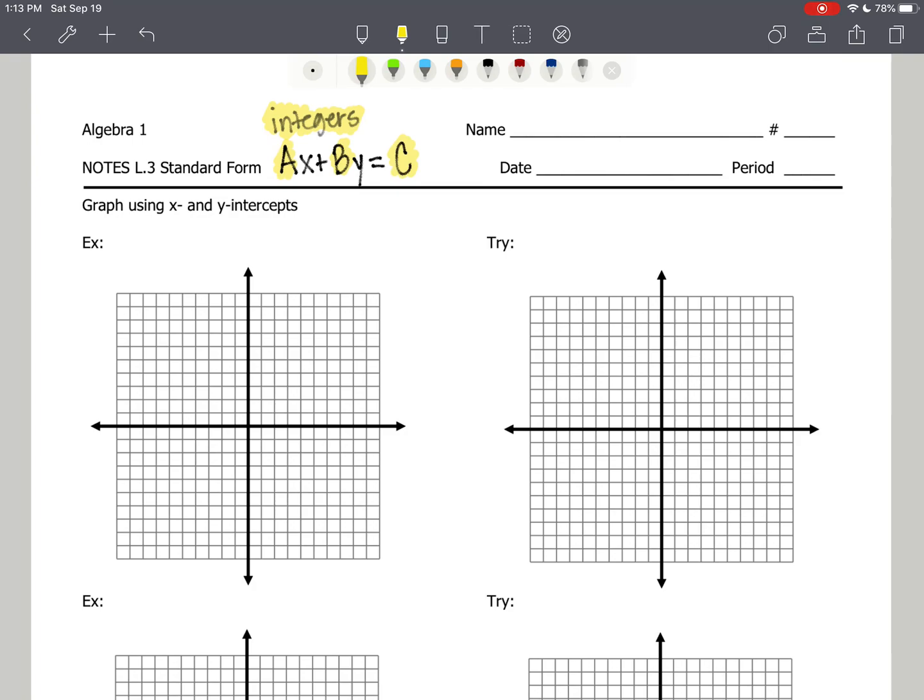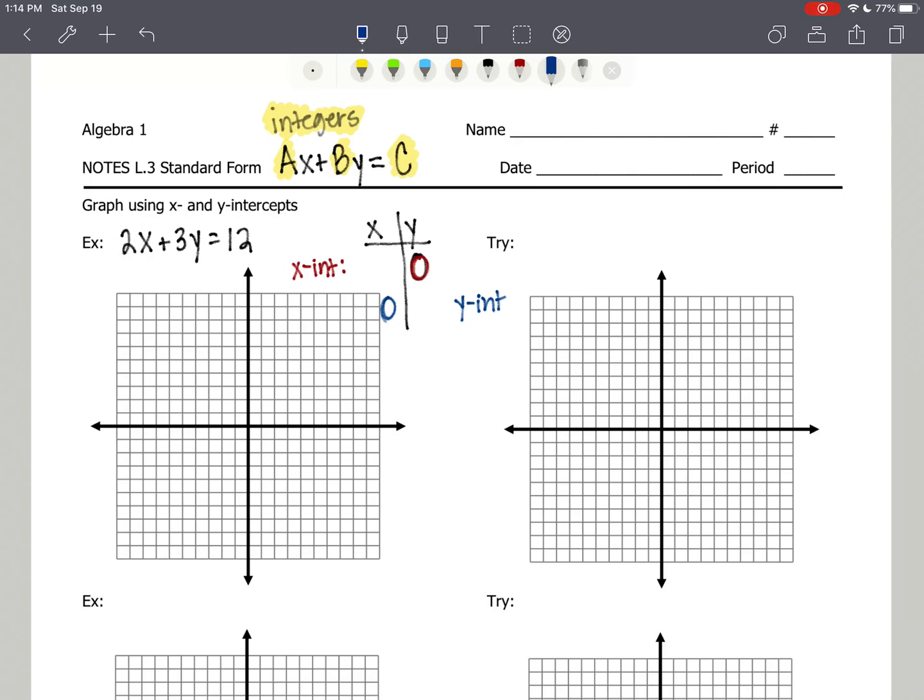We want to graph using x and y intercepts, and this form allows us to do that very easily. So 2x plus 3y equals 12. The x-intercept is the value of x when y is 0. The y-intercept is the value of y when x is 0. So when we're finding the y-intercept, we're going to put a 0 in for x and solve for y.